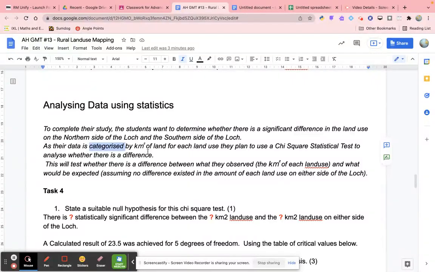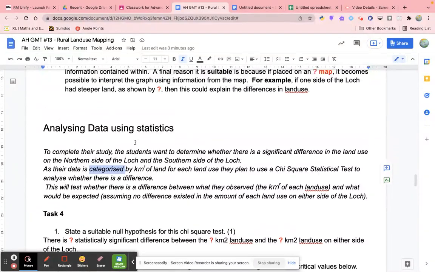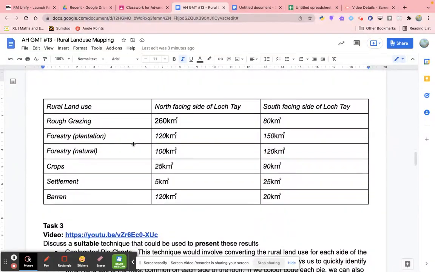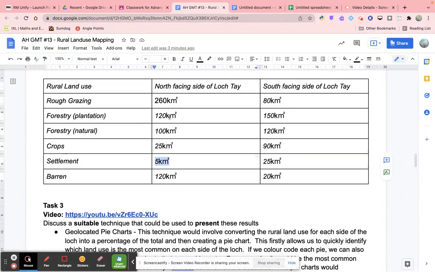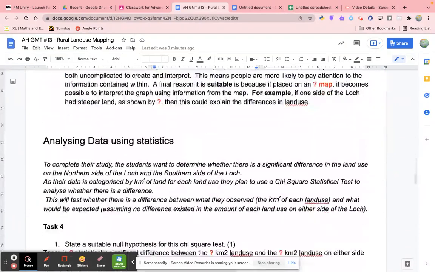Now there is one other aspect we need to consider. Do we have at least a minimum of 5 kilometers squared of land used for each of our land uses? Now, if we have a look at our data table, we can see that yes, we do. Even here, we have 5 kilometers squared worth of settlement on the north-facing side of Loch Tay, and that is actually the minimum amount we need in a category, which would be 5. Okay, so we've met that basic requirement. We've got 2 categories, north-facing and south-facing, and we've got these 6 subcategories. So we can indeed go ahead and use a chi-square.